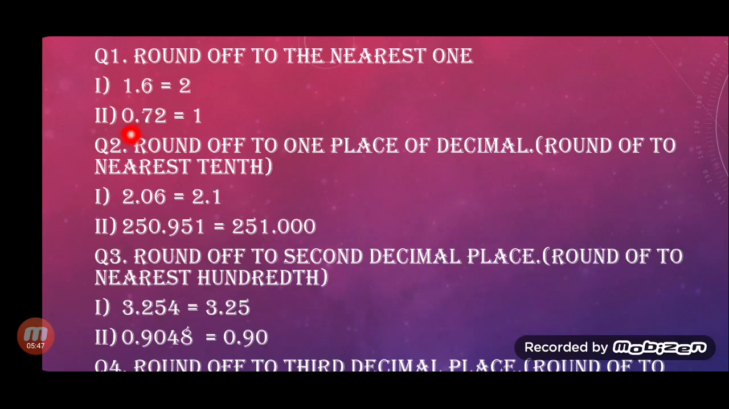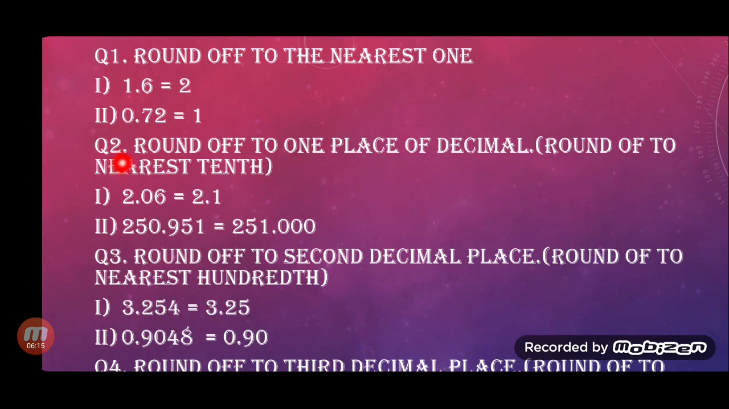0.72. The digit which you have to round off is 0 because it is the ones place. Just see the right side digit. It is 7. It is again more than 5. So what you will do? You will add 1 to the 0. 1 plus 0 is 1. So 0.72 is rounded off to 1 and 1.6 is rounded off to 2. I hope you understood, children.